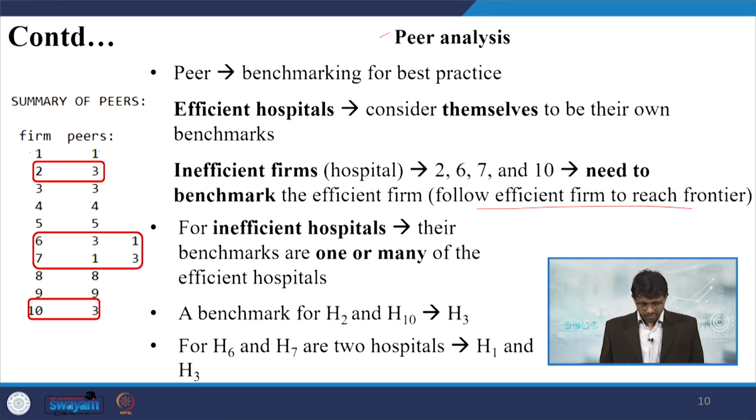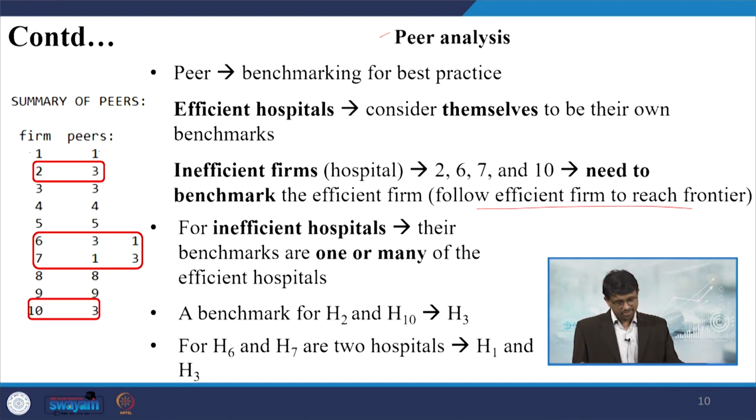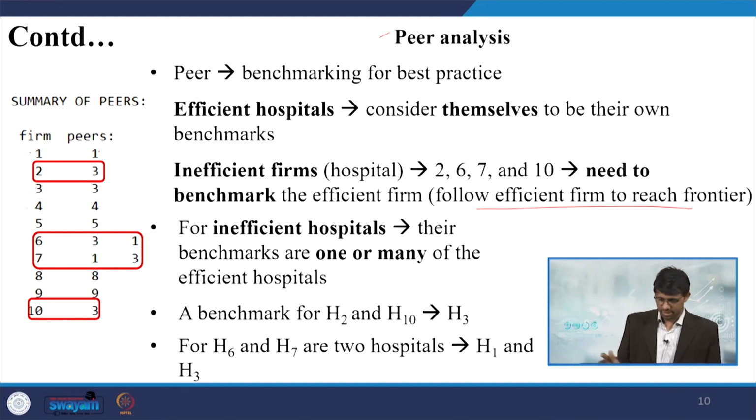So, benchmark with 1 or benchmark with 2 or even 3. A benchmark for H2 and H10 are actually firm number 3. For 6 and 7 there are 2 hospitals, that is H1 and H3. You can just find it from here.